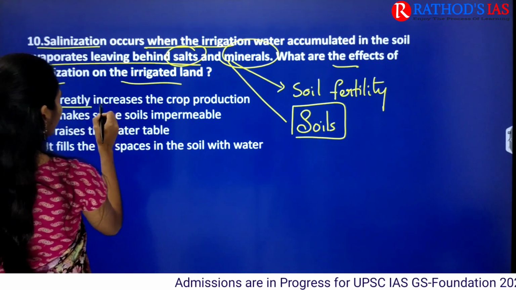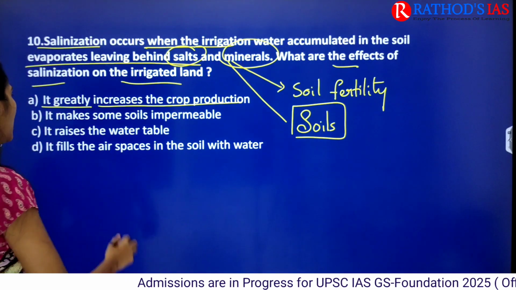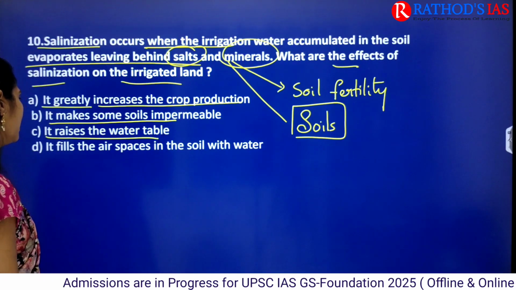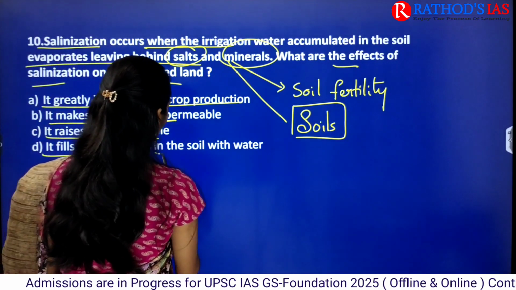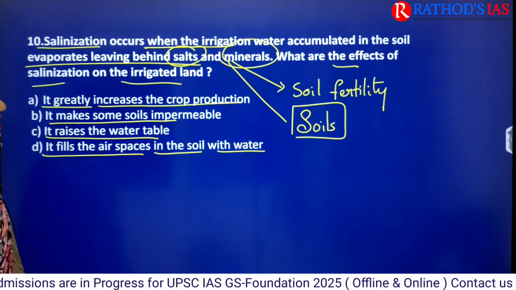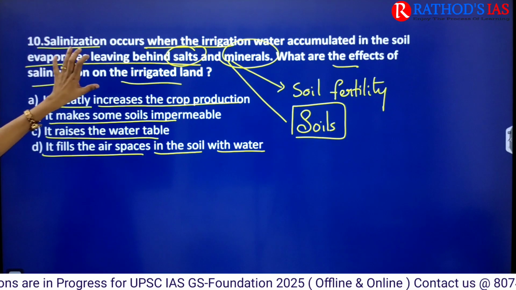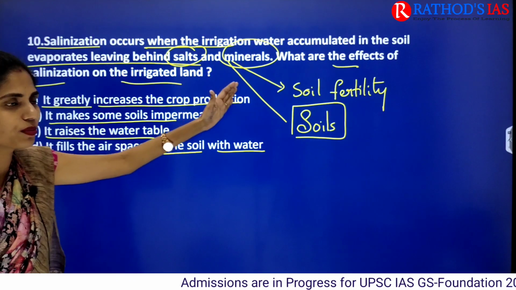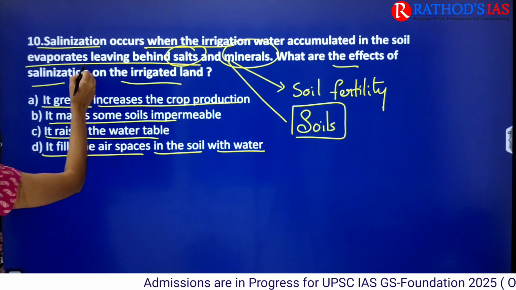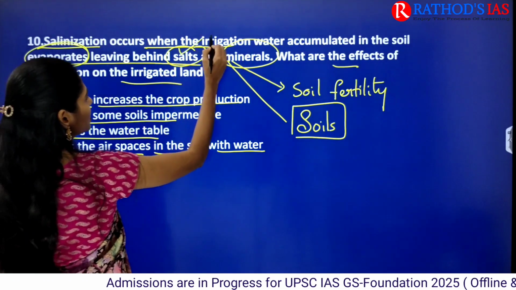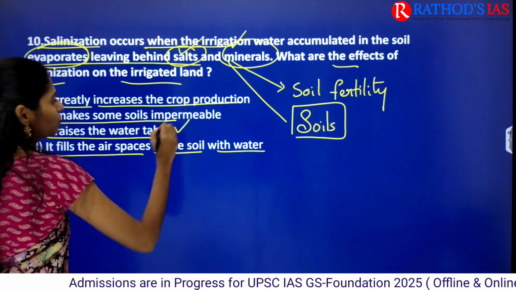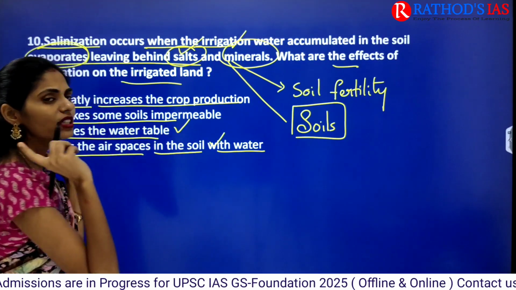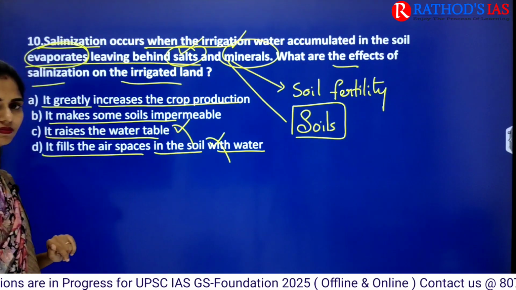Option A is it greatly increases the crop production, and it makes some soils impermeable. It raises the water table. It fills the air spaces in the soil with water. So here the statement itself is saying that salination occurs when irrigation water accumulated in the soil evaporates. So water is evaporating and it is leaving salts and minerals. How can it increase the water table? How can the space of soil be filled with water? So with just common sense you can eliminate these two.